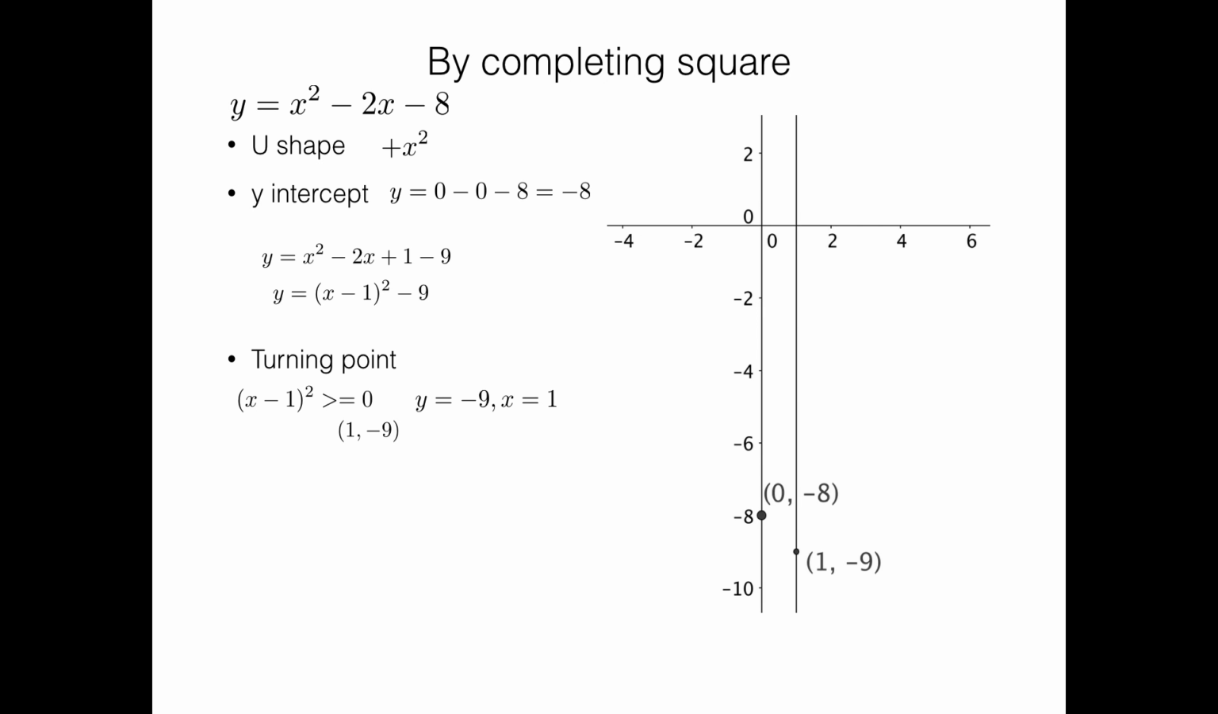As we know, the turning point is on the line of symmetry. So we know the line of symmetry is x equals 1. Next step, let's see how to find the x-intercepts of the graph.